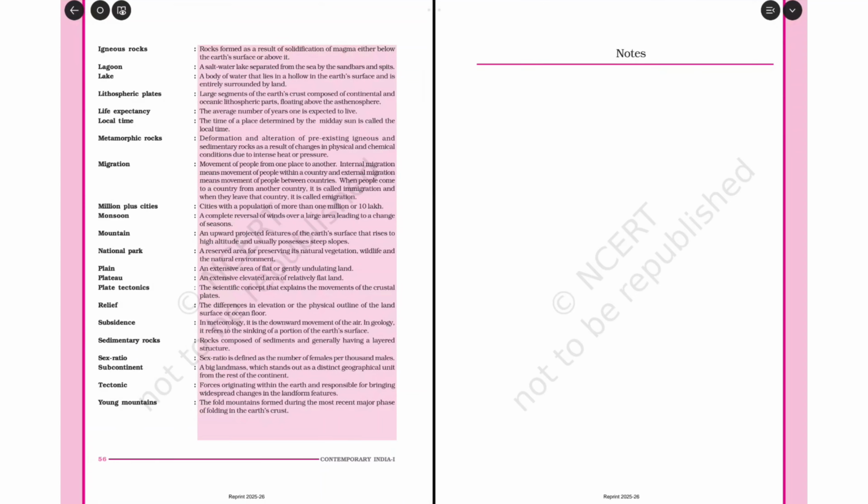lagoon, and especially monsoon dictate where that density we talked about can actually occur. A lagoon offers protected coastal waters for fishing and settlement, but the monsoon is perhaps the most critical physical mechanism for the subcontinent. People often use the word monsoon casually to just mean a heavy rainstorm, but the geographical definition is much more profound. A complete reversal of winds over a large area. It is a massive seasonal atmospheric engine.